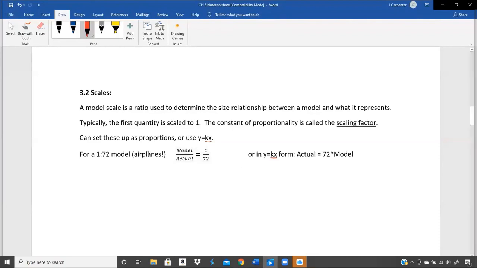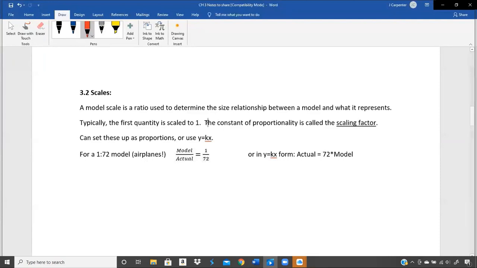Okay, so this 1 to 72 is a pretty common scale. 1 to 48 is also another common scale for models, like little toy planes and cars and things. That's not something you have to memorize. We would give you the scaling factors. That's what we call that constant of proportionality, which in this instance would be the 72. It's a 1 to 72.